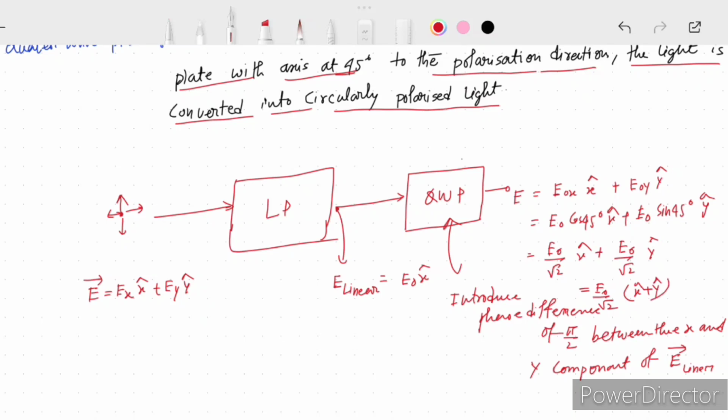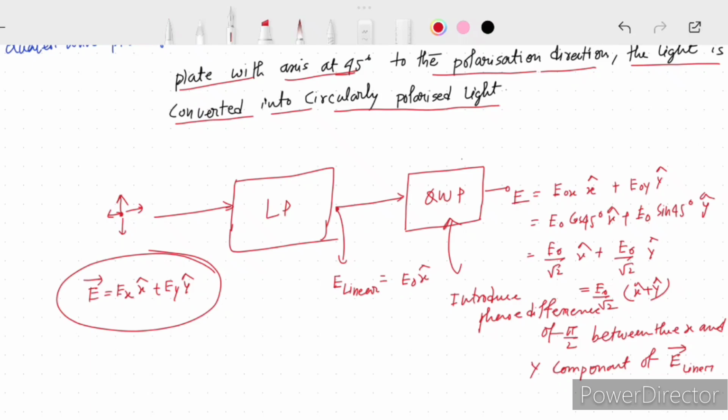So when the unpolarized light passes through the linear polarizer, and then the linearly polarized light passes through the quarter wave plate, we get an output electric field E equals E0 by root 2 times (x cap plus y cap), and this is nothing but circularly polarized light.